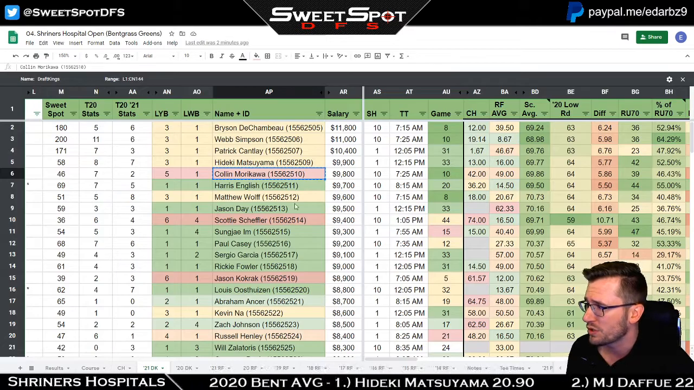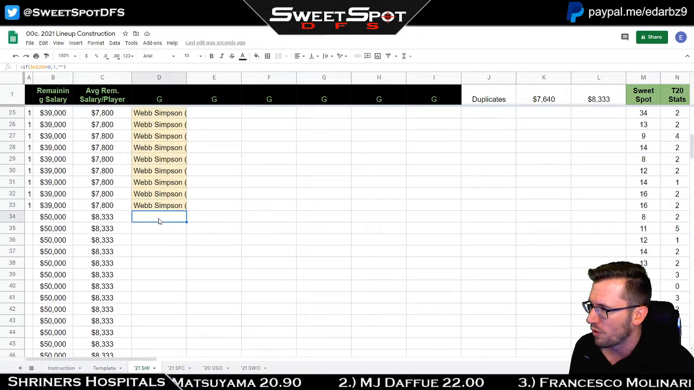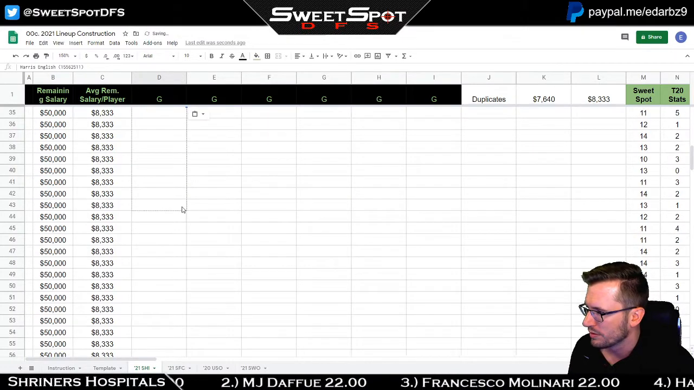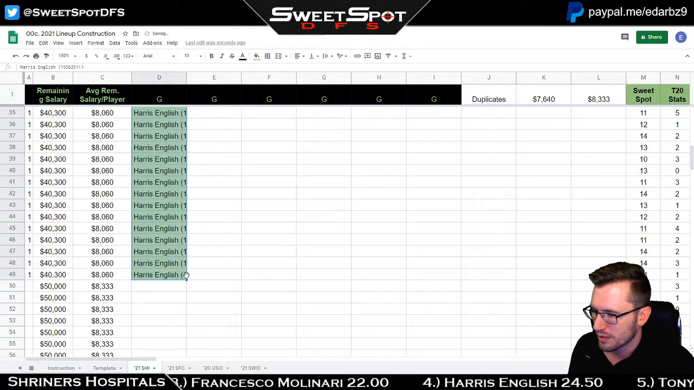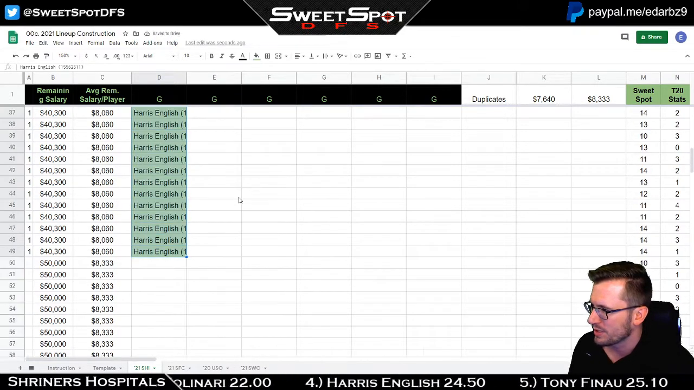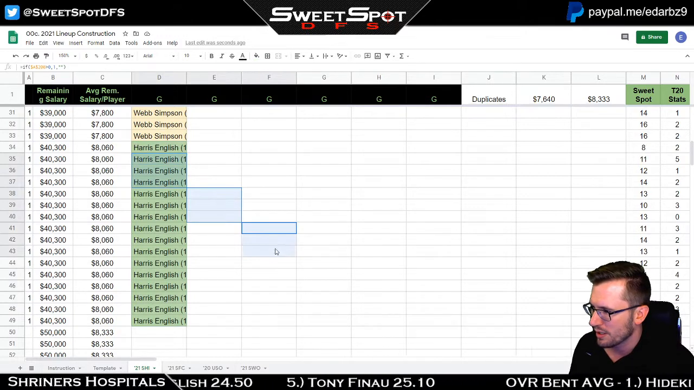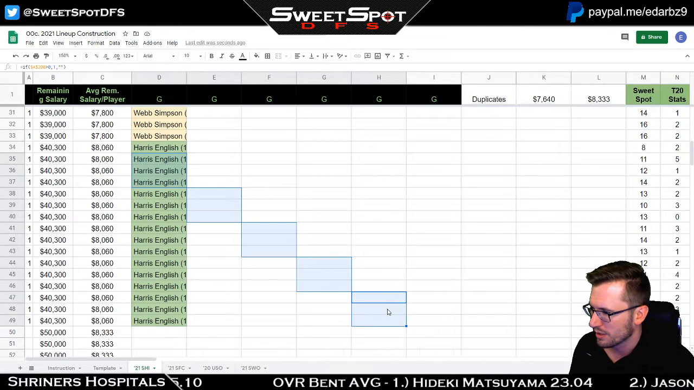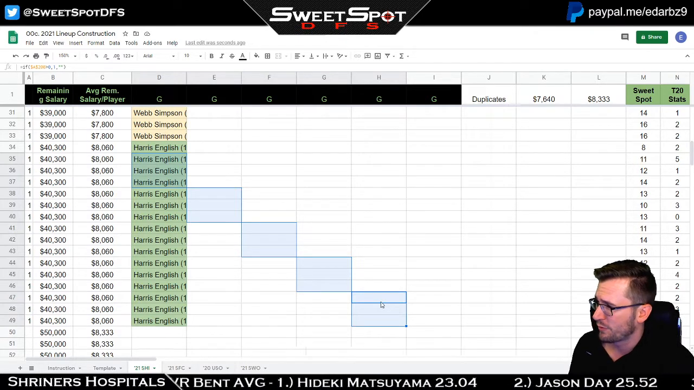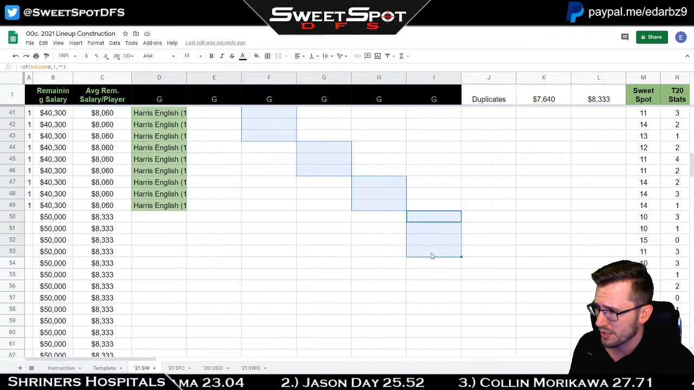Maybe you start with, say, Harris English instead, and you'll have a more well-rounded lineup. So there are 16 Harris Englishes. Again, these three will be replaced. These three, these three, these three, and then these three. For whatever reason, I'm forgetting that there's another column over here. So it's more than 16.